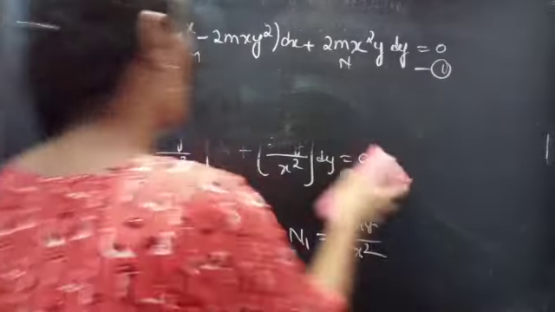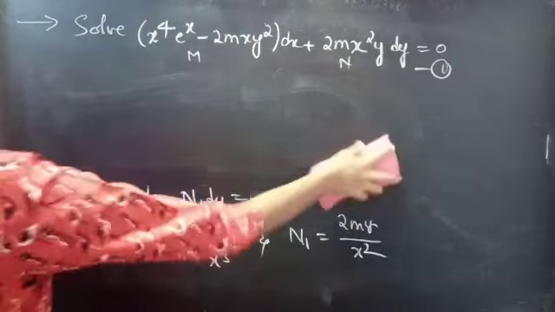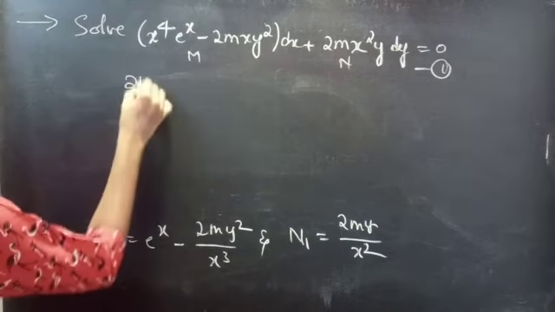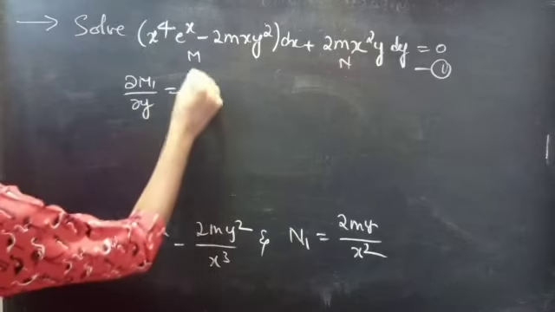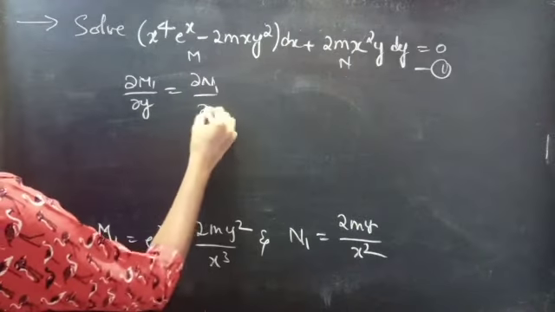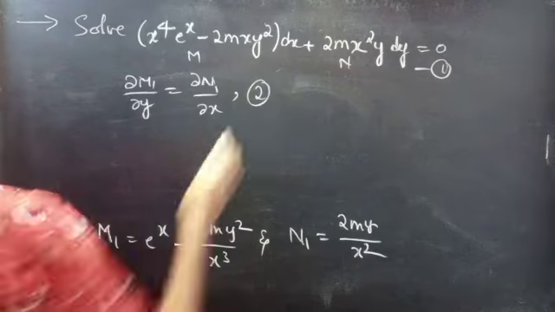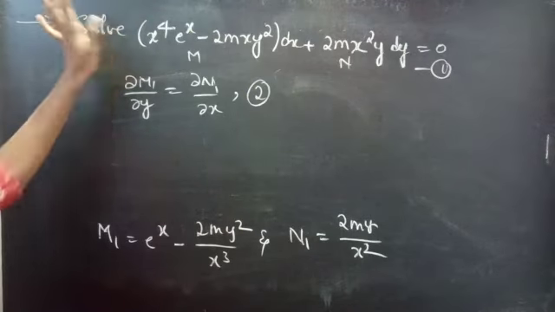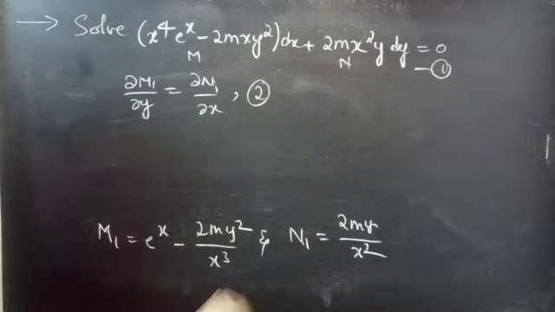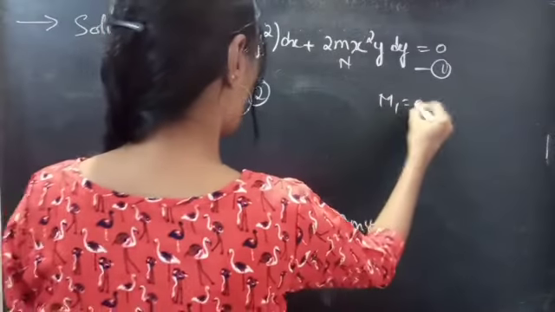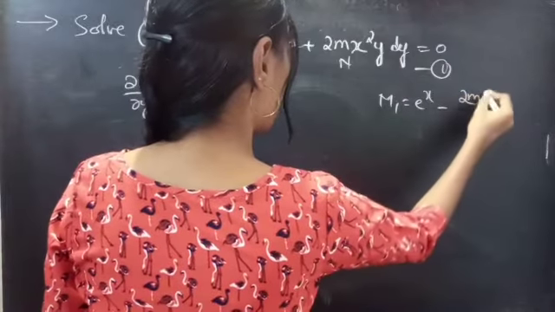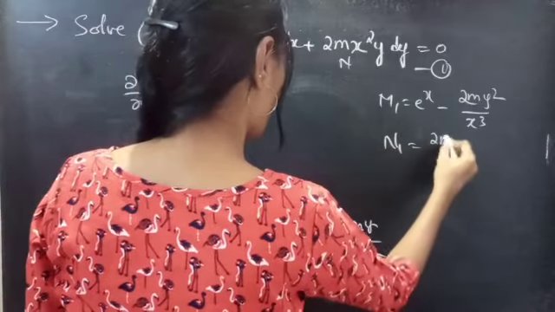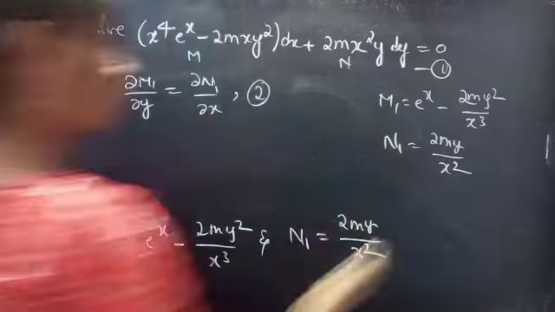If the partial derivative of M1 with respect to y equals the partial derivative of N1 with respect to x, then we can say that equation 2 is an exact equation. That is, the equation obtained by multiplying the given equation with the integrating factor is an exact equation. So now let's find the partial derivatives. We have M1 equals e power x minus 2my square by x cube and N1 equals 2my by x square.